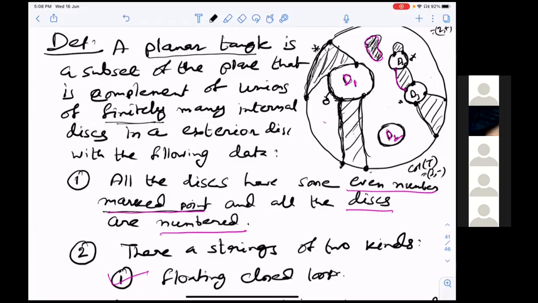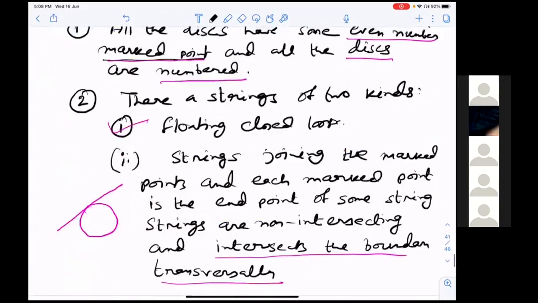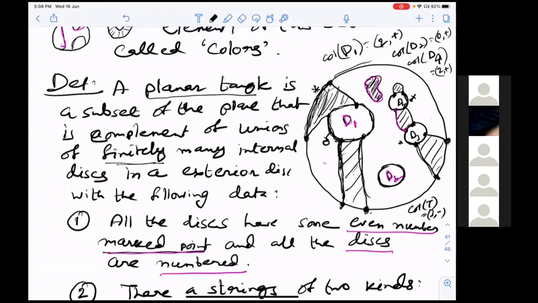And in the external disk, see here there are 1, 2, 3, 4, 5, 1, 2, 3, 4, 5, 6, total 6 points. So the color should be 3. Now see, is this plus or minus? The star is in the black region. In this black region, this is the star. So it is 3 minus. The color of the external disk is 3 minus. And we say that the color of the tangle is the color of the external disk.